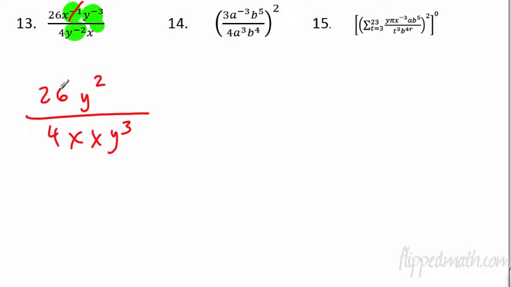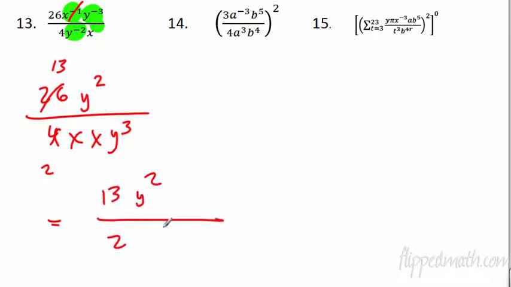So now I'm going to simplify. We get 26 over 4. This could be simplified here. What do we got? 13 over 2. We get a y squared, and on the bottom, that's really an x squared, right? We get x squared y to the third.